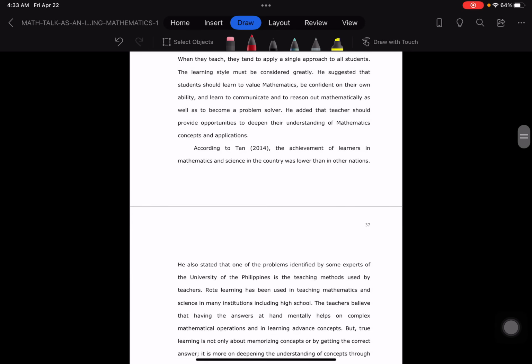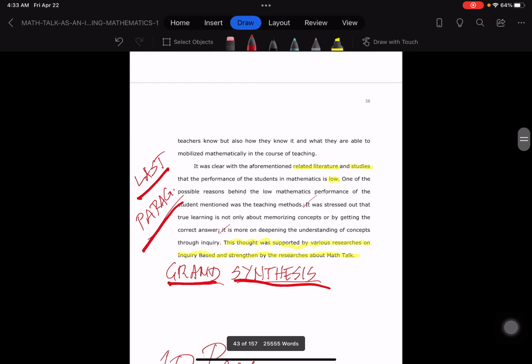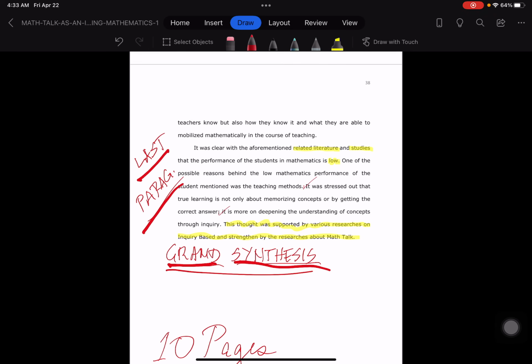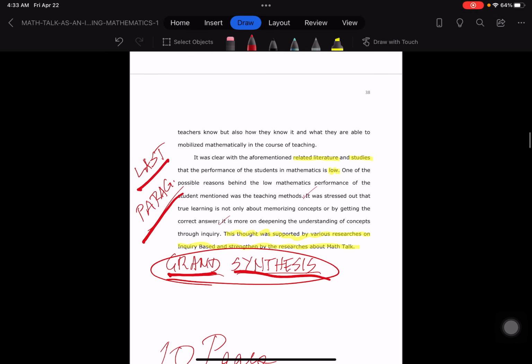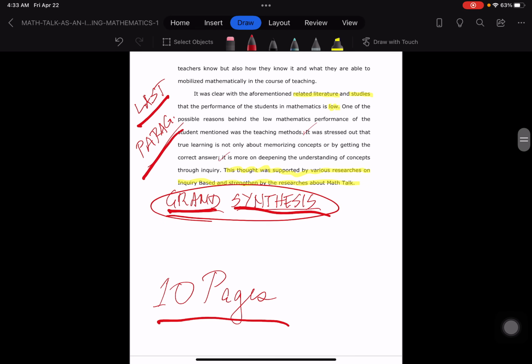The last part, if you remember in our discussion, is what we call the synthesis. This part is now known as the grand synthesis. The last paragraph is usually where the grand synthesis is located. This is the summary of the review of related literatures that you discuss. Again, this is supposed to be the output of a study that used the thematic approach in literature review. Some students and viewers always ask me, technically, how many pages?